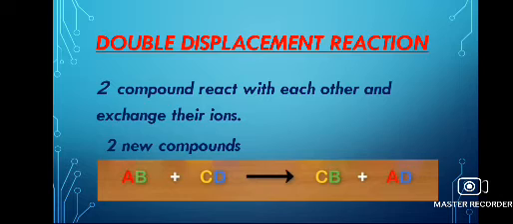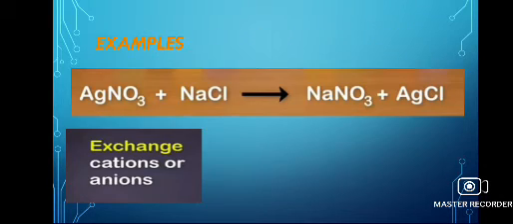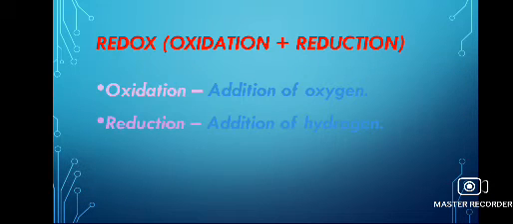Let's say we have two compounds AB and CD. There is exchange of ions and we get two new compounds CB and AD. Let's look at some examples. We have silver nitrate and sodium chloride. We get sodium nitrate and silver chloride. Let's look at the next and final reaction, redox.